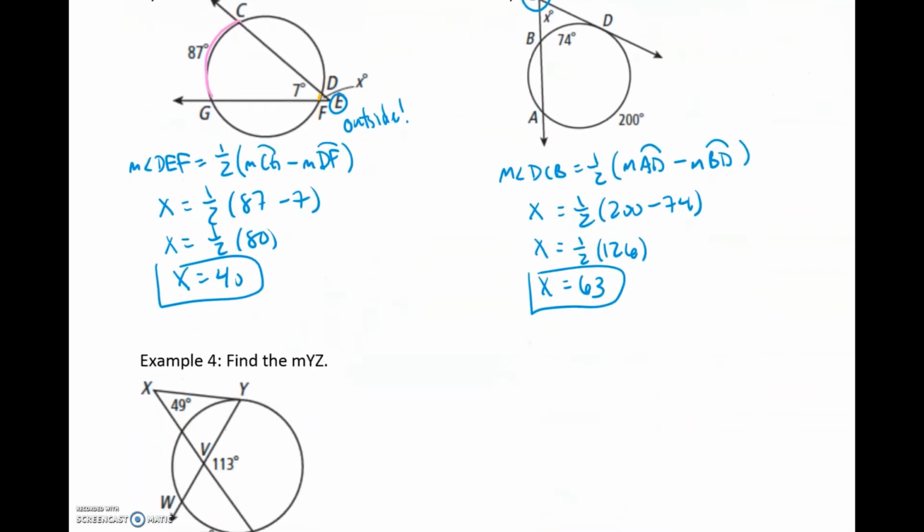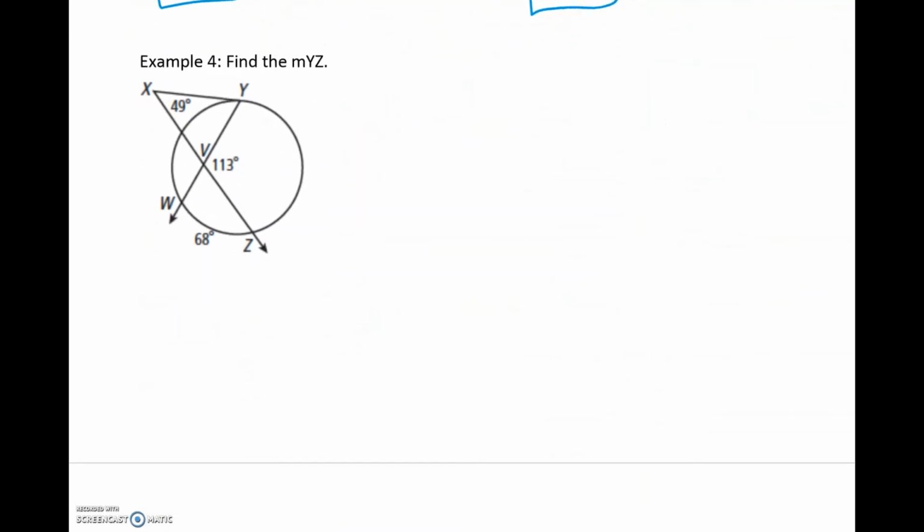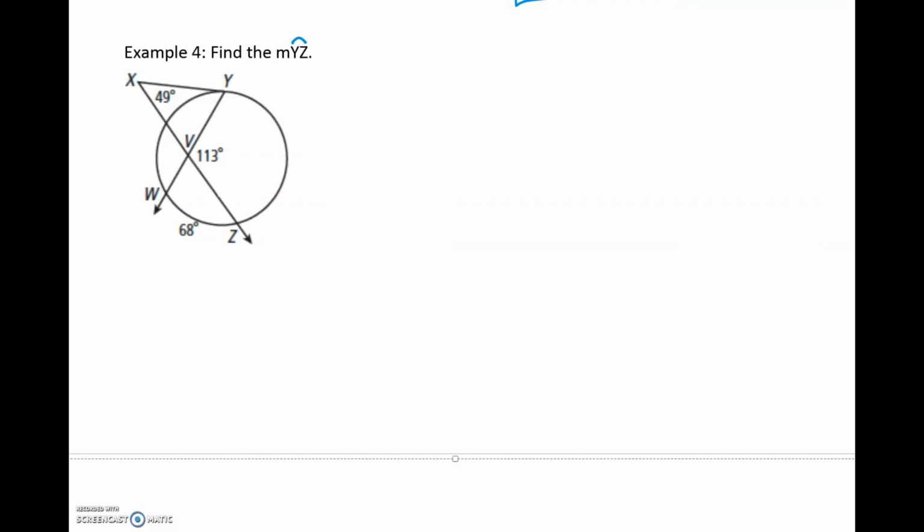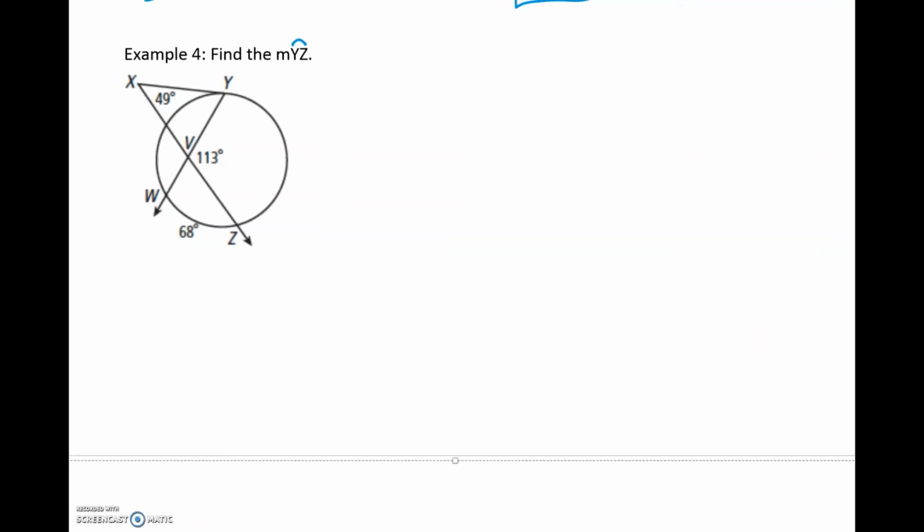So finally, we can put it all together and look at kind of a larger situation going on. And we're looking for here the measure of arc YZ. And as always, when you do any kind of larger problem, any kind of proof, right, any kind of problem solving, we want to start with making sure we know what we're looking for. So where is arc YZ? YZ is this kind of large arc here on the right.